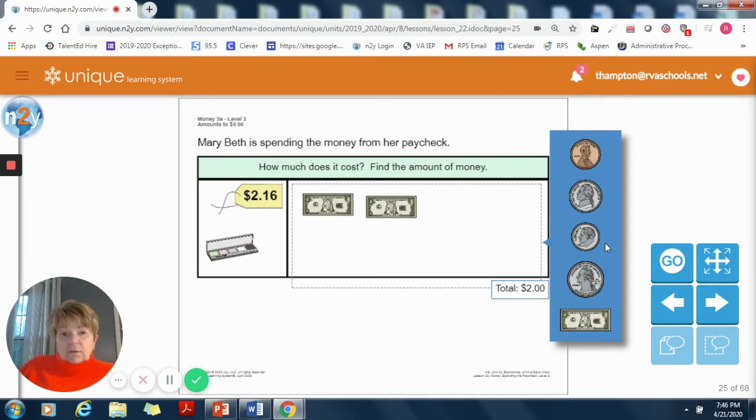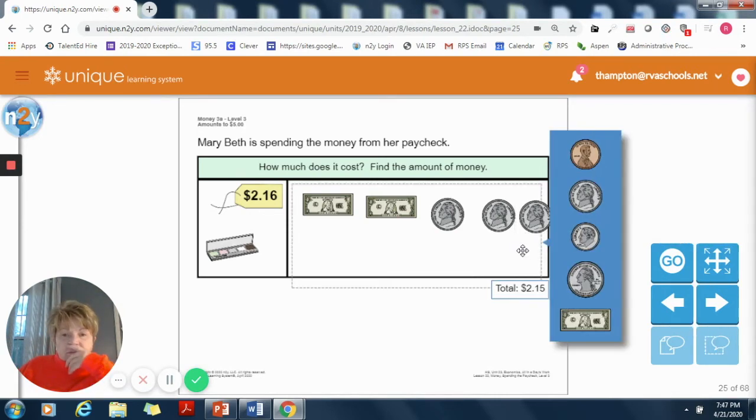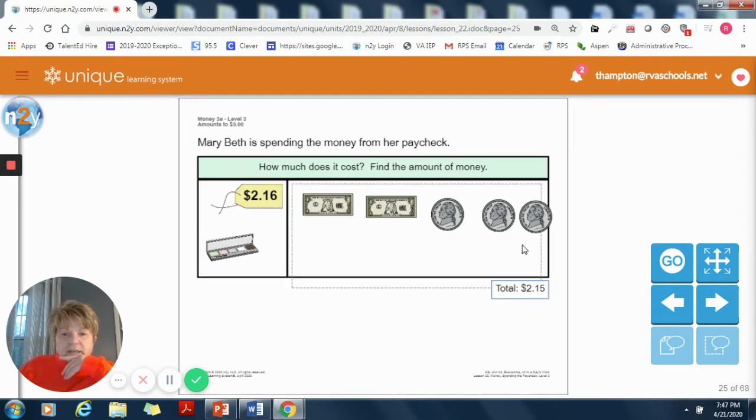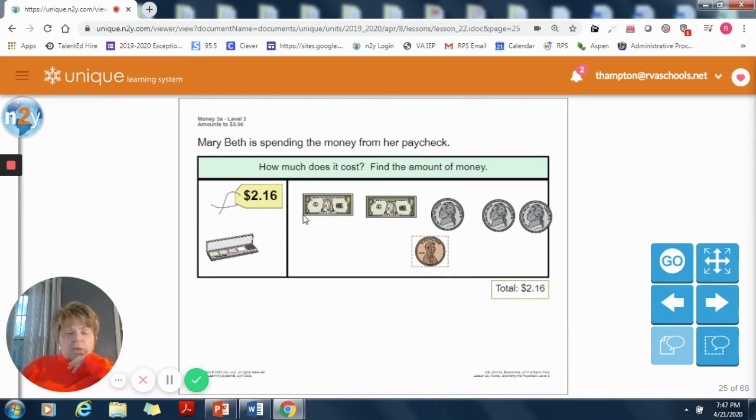All right, so let's turn off our pen. Which one is the nickel? Very good. So 5, 10, 15. Now we're already at 15, so we only need how much more money? Which coin here would take us to 16 easiest? The penny. Very good.